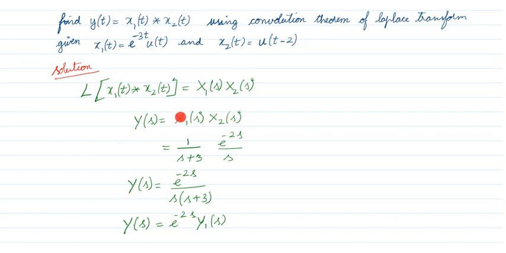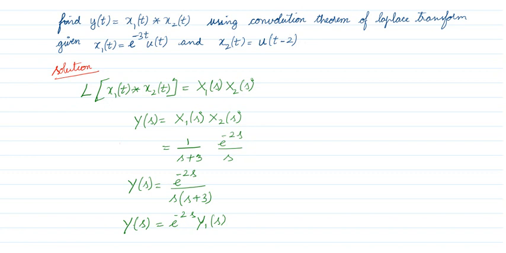What is x1 of s? The Laplace transform of x1 of t. So e power minus 3t u of t has Laplace transform 1 by s plus 3. What is the Laplace transform of x2 of t? It is u of t minus 2. u of t is 1 by s, and u of t minus 2 is a time shift of t minus 2, so it becomes e power minus 2s divided by s. So this is the Laplace transform of x2 of t.